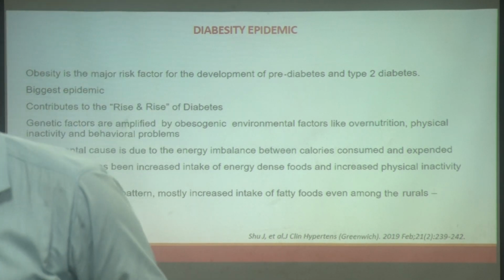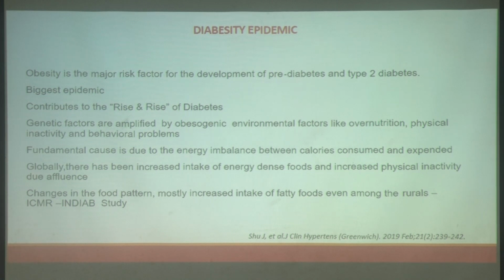Whenever somebody has diabetes with obesity, we say my father is a diabetic, my mother is a diabetic, and we put the blame on genetic factors. But in fact, the genetic factors are the ones that get amplified by obesogenic environmental factors. That is overnutrition, which is what we are all doing, physical inactivity, and behavioral problems like sleep disturbances. The fundamental cause of obesity is an imbalance between calorie intake and expenditure, which is a very basic thing we all know.